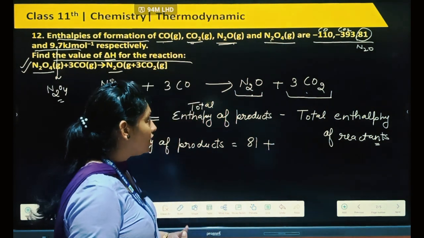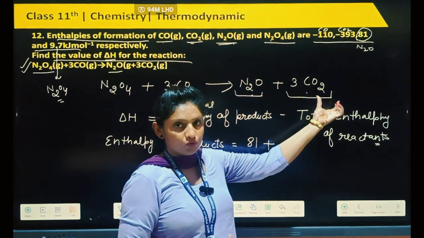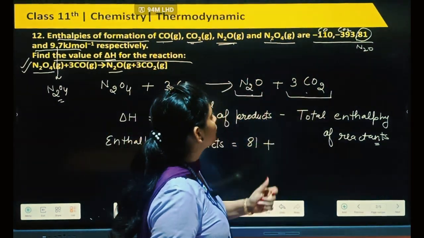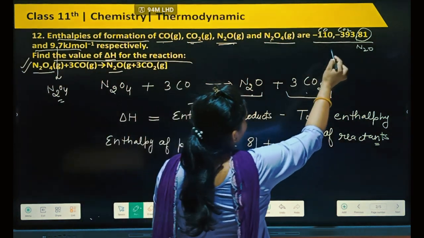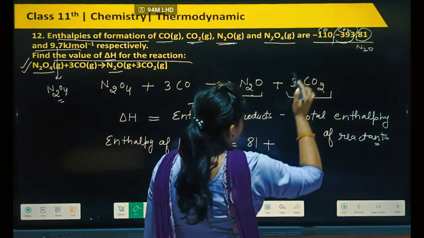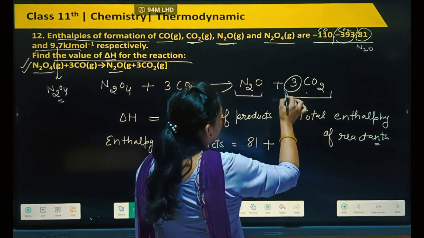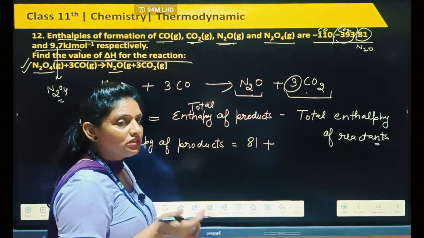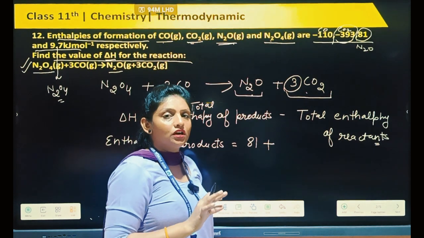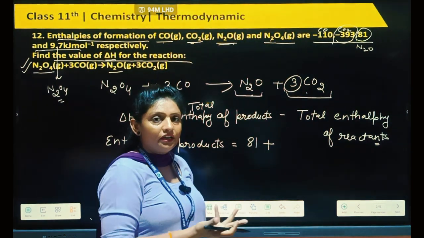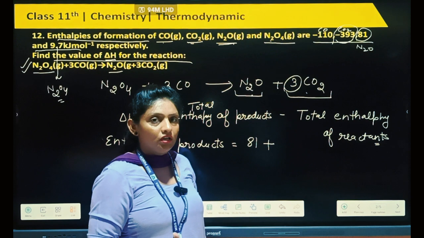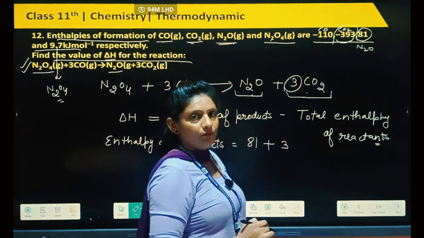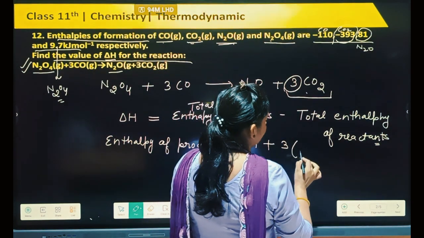So here products are N2O and CO2. For N2O, what is the enthalpy? It is this. And for CO2 the enthalpy is this one. But students, here there are 3 moles. This is only for 1 mole, because here we are talking about the standard enthalpy, and standard enthalpy means for 1 mole. So here 3 moles, so you will multiply this by 3.